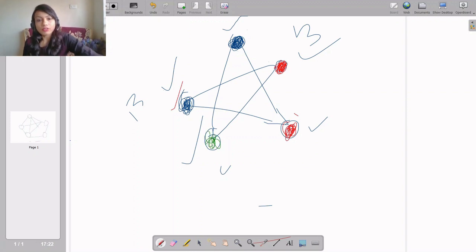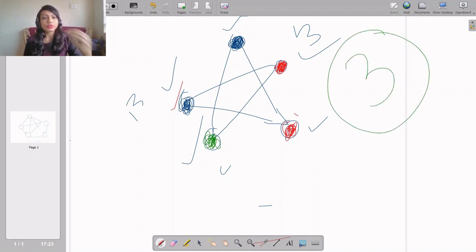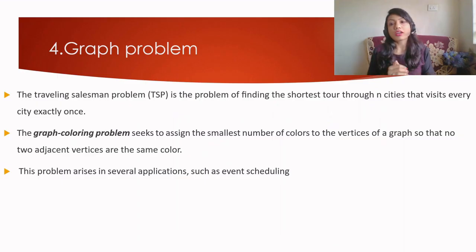So in this graph, what is the minimum number of colors I can use so that adjacent vertices are not of the same color? I can use three. Three is the minimum number of colors I can use here. This graph coloring problem has several applications. One example where the graph coloring problem can be used is the event scheduling problem.